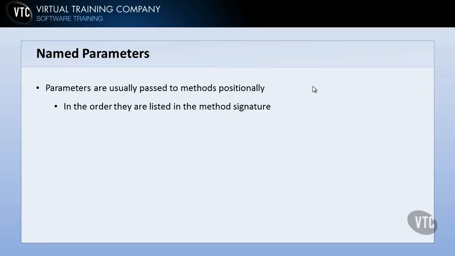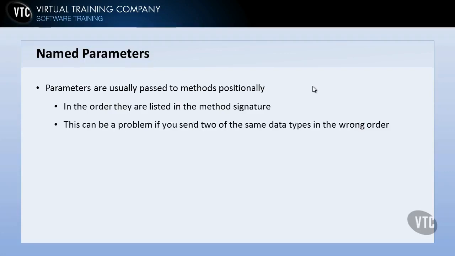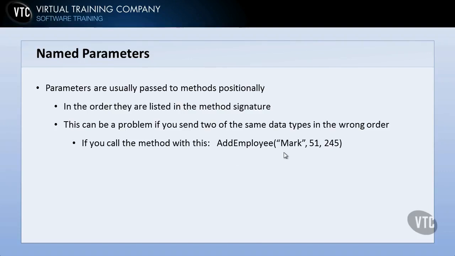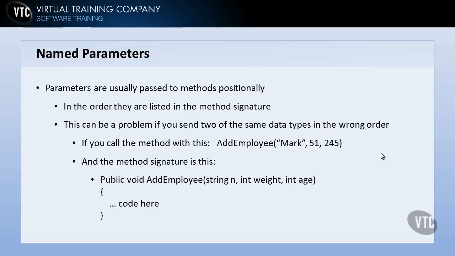And if we don't pass them in the same order, then we can inadvertently switch them, especially if they both have the same data types. Here's an example of what I'm talking about. I've got a method out there called addEmployee, and I pass it a string argument and two integer arguments. Now here's the method signature, right? We've got addEmployee. It takes a string and puts that argument in the variable in. Then it takes an integer for weight and an integer for age.